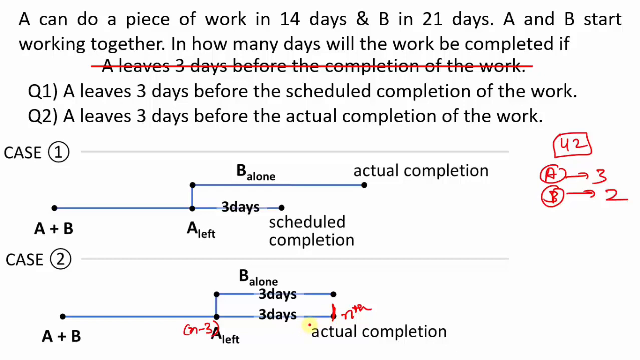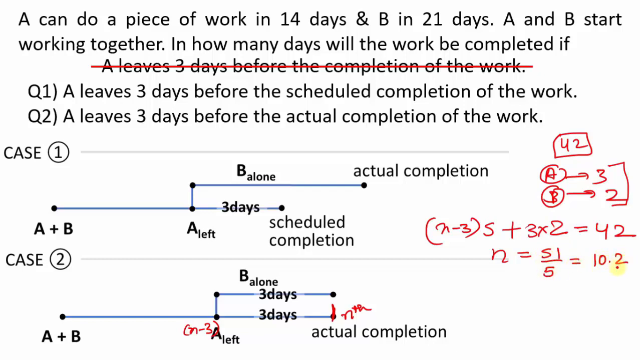That means for n minus 3 days, A and B worked together, and together they finished 5 units of work in one day. So in n minus 3 days, they must have done n minus 3 into 5 units. After that, for the last 3 days, B alone worked, and in 3 days B must have done 3 into his rate of work, that is 2. This is the total work they have done, which is equal to 42. So n will come out to be 51 upon 5, that is 10.2 days.